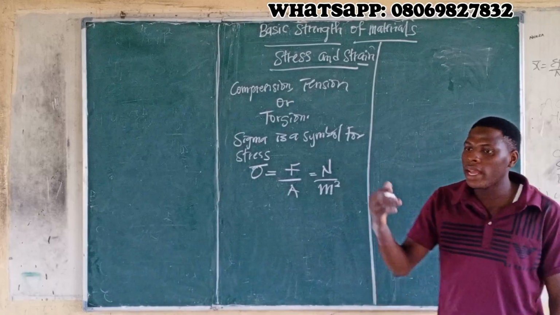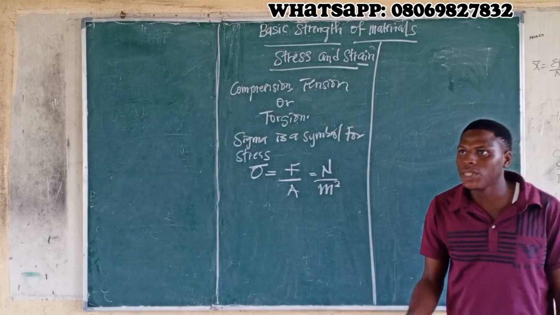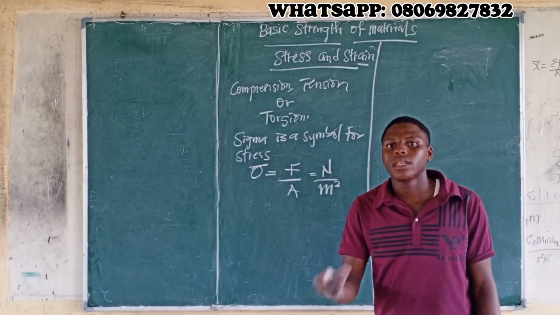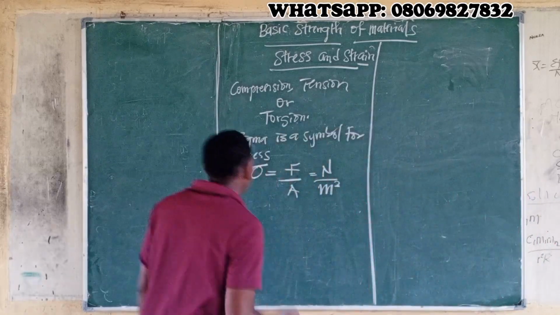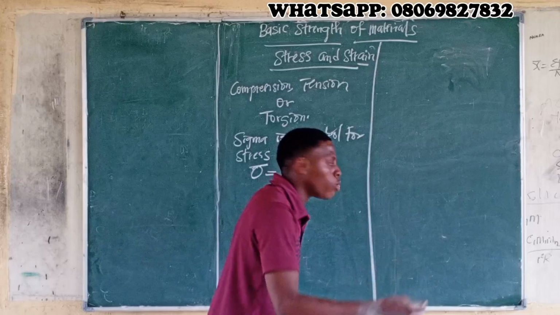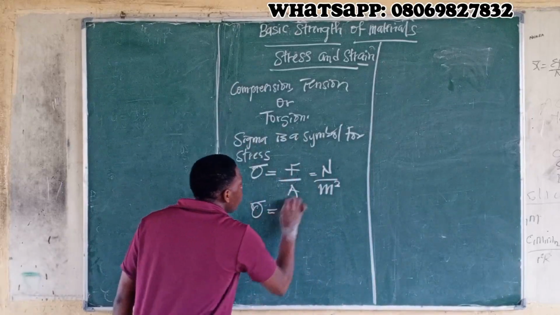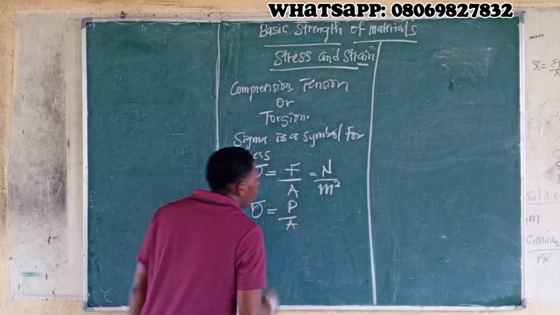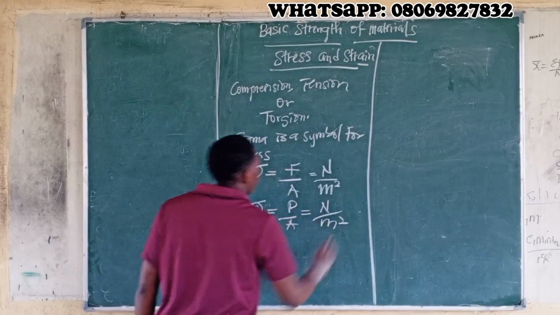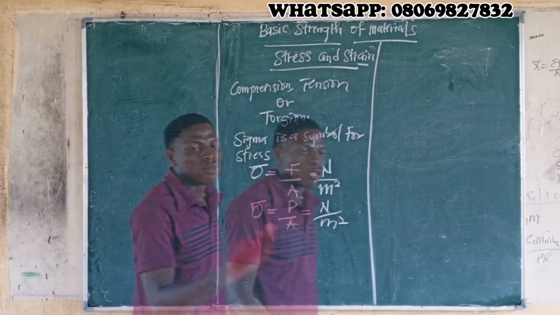Let's take an instance. What if we apply a pressure on an object? Are we still applying force to that object? Yes. Why? Because pressure is a type of force. So we can say stress is equal to pressure over area, and we have the same unit, Newton per meter square, because pressure is a type of force.